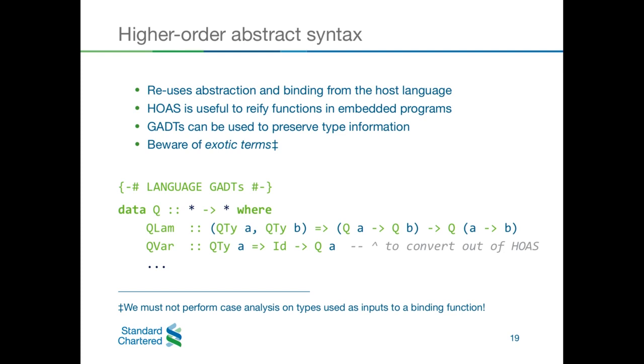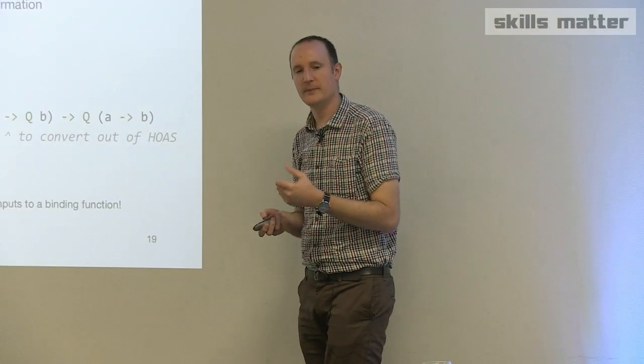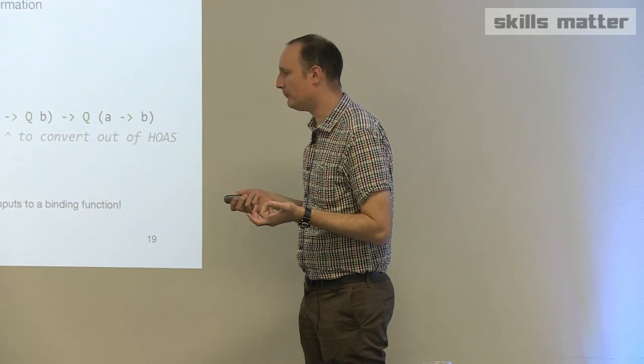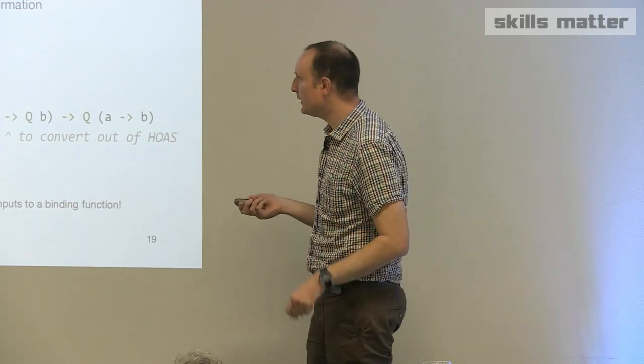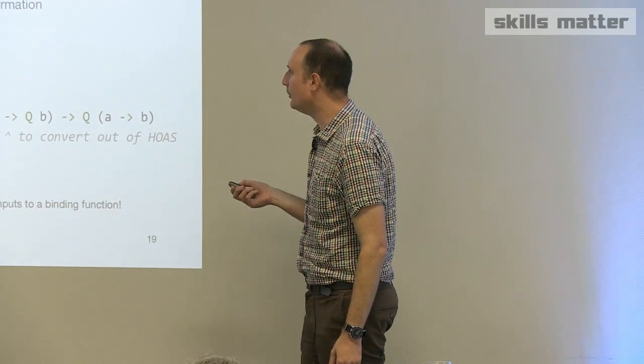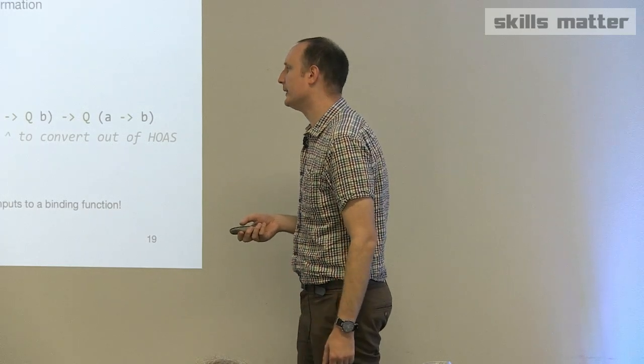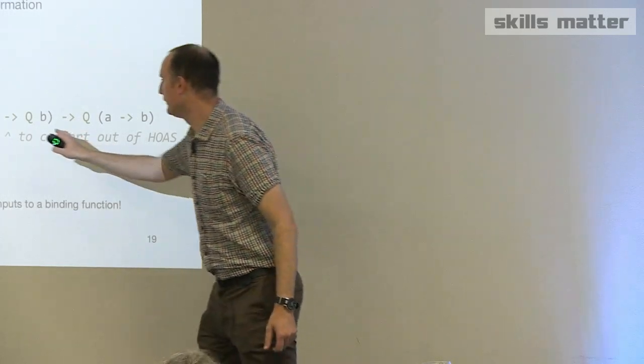But the problem we have, I've said beware of exotic terms here. The problem is that you can no longer perform case analysis on any types used as inputs to your binding function. It's fine to refer to it symbolically, but it's actually a syntax tree, so you can no longer perform pattern matching on it. And an exotic term would be one where you did pattern match on the AST in the definition of your function here.